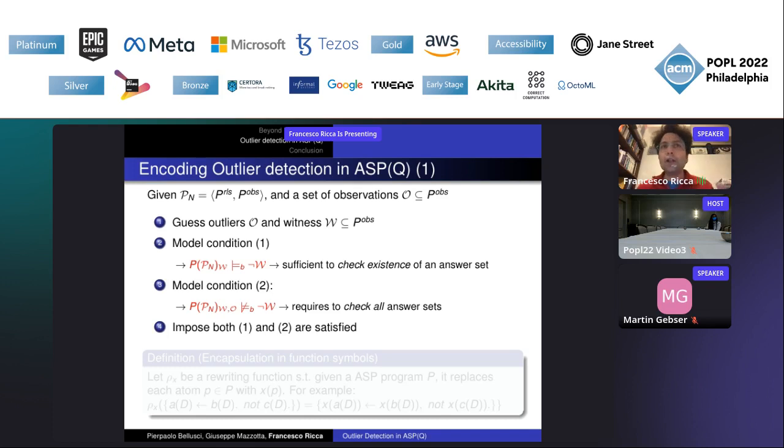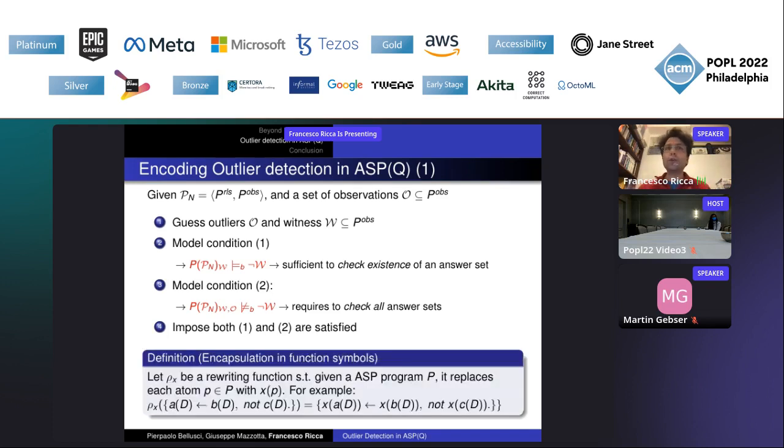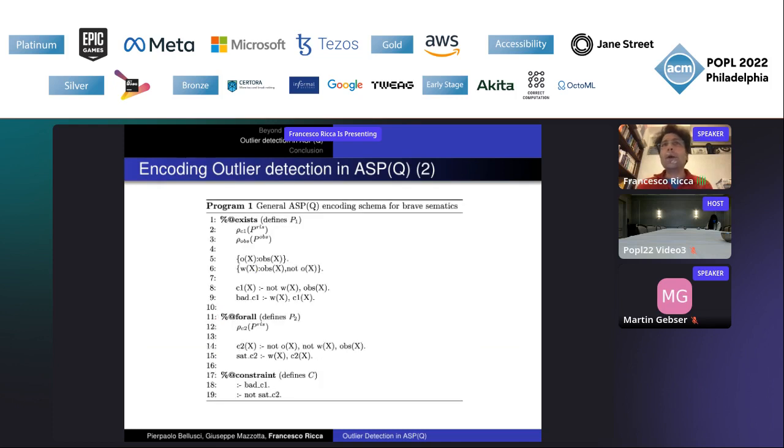To make our encoding more general, we also resort to a rewriting function that is basically only a way of simulating with function symbols a renaming of the program, okay? So look, rho of X of this rule, a(D) if b(D), not c(D): we take every single predicate or atom or literal in the rule, and we put it inside the function symbol, to make copies, basically. And then this is our encoding, okay?